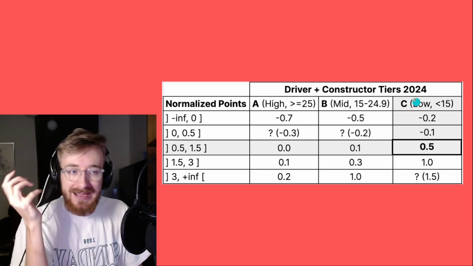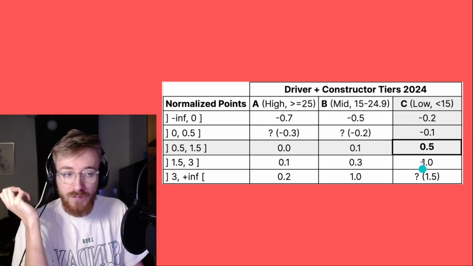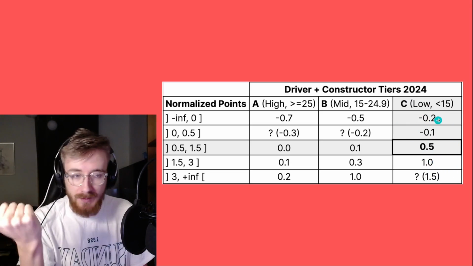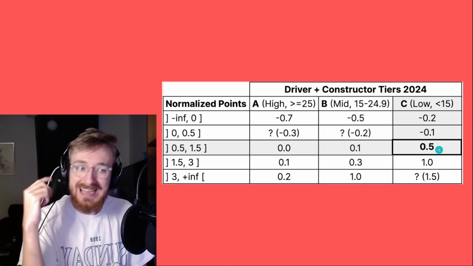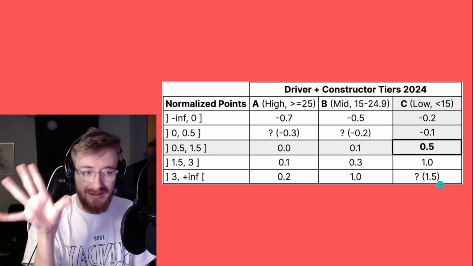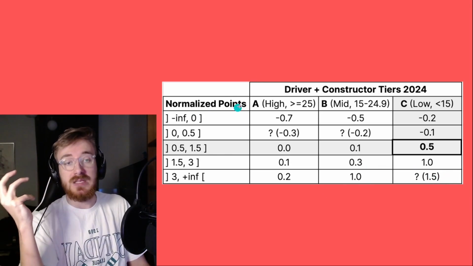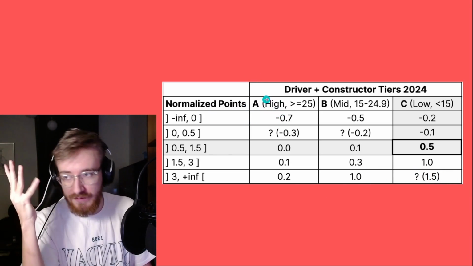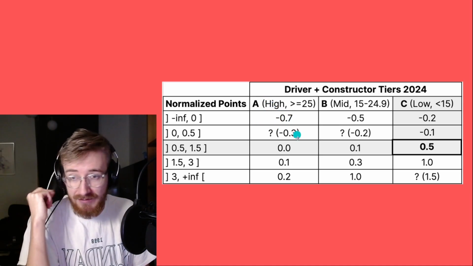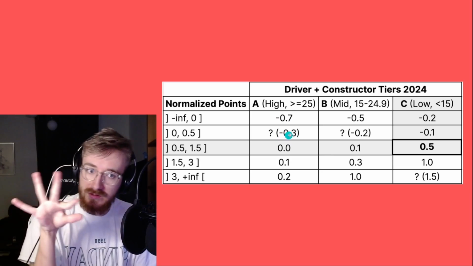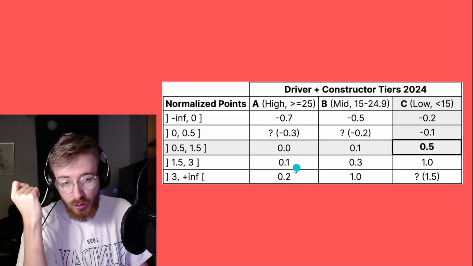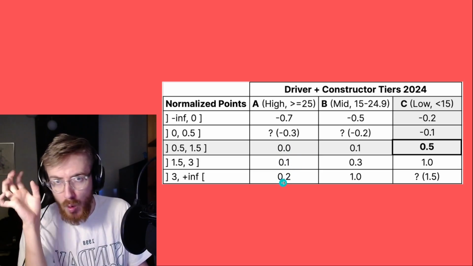So, for example, a C tier asset has 5 different options any given race week. They can either decrease by 0.2, decrease by 0.1, increase by 0.5, increase by 1 million, or increase by what we think is 1.5. Meanwhile, the A tier assets also only have 5 options, but their options are either decrease 0.7, decrease, we think, 0.3, not change anything in price, increase 0.1, or increase 0.2.